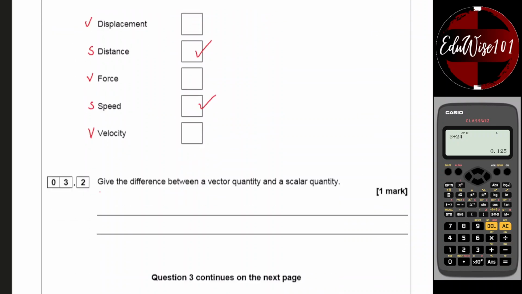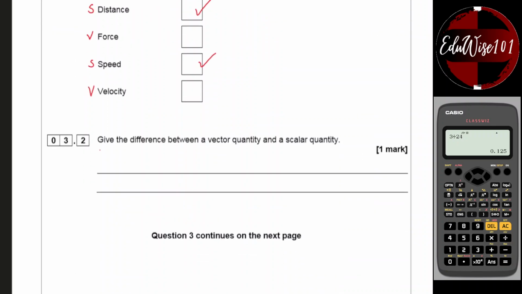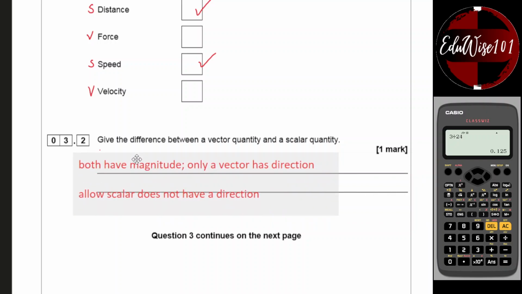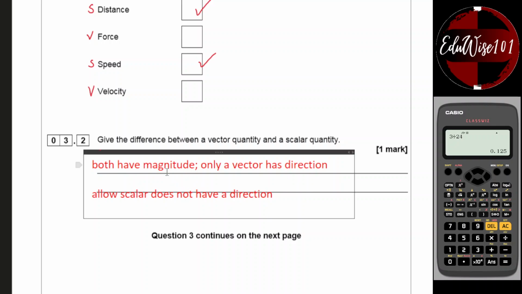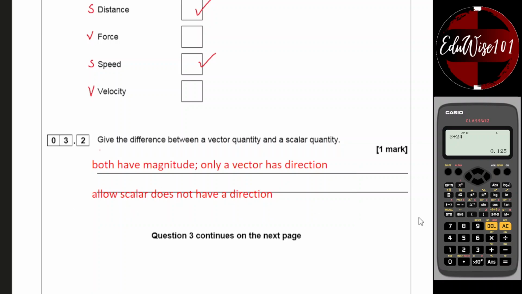Question 3.2. Give the difference between a vector quantity and a scalar quantity. Remember that vector quantities have both size or magnitude and direction. Scalars only have a magnitude but no direction. The difference between them is that they both have magnitude but only a vector has direction, or you could say a scalar does not have a direction.